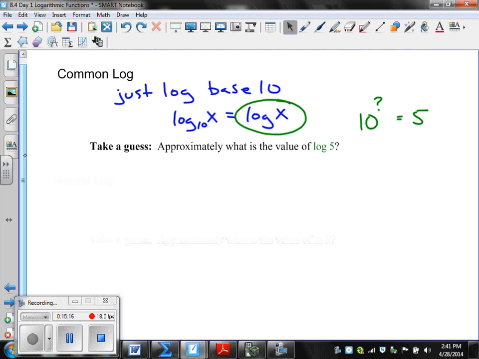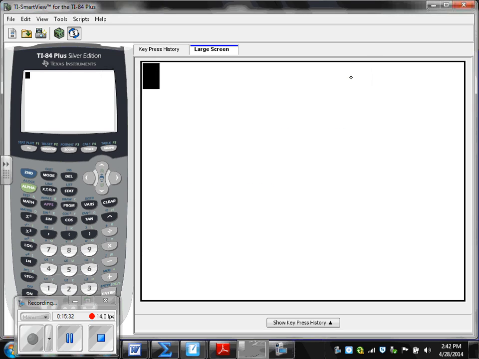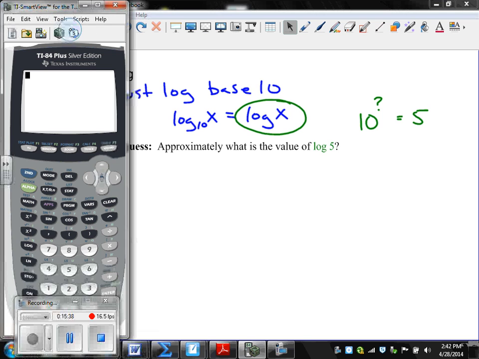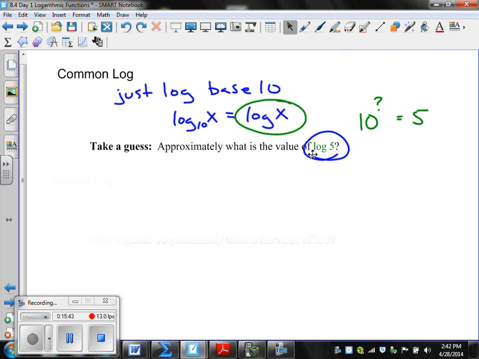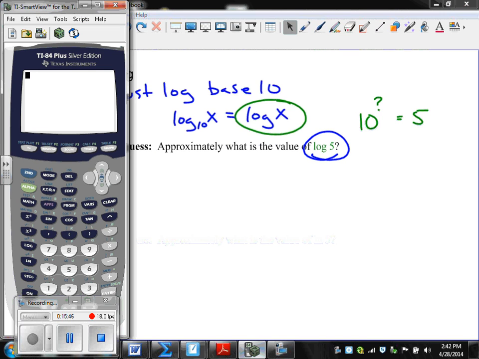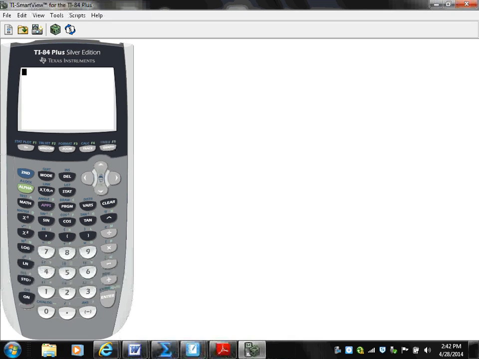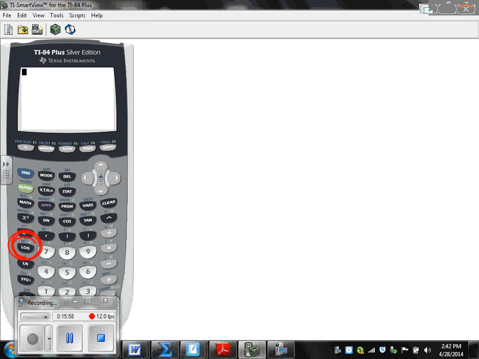So pause if you need to, but go grab your calculator, or at least look at mine. All right, so I'm going to find the log of 5, and I'm just going to have the calculator do this for me. If you look over on the left side of your calculator, see down here where it says log, it's got the word right there for you. So if you want the common log, the log base 10 of 5, I can just do log 5 and hit enter.